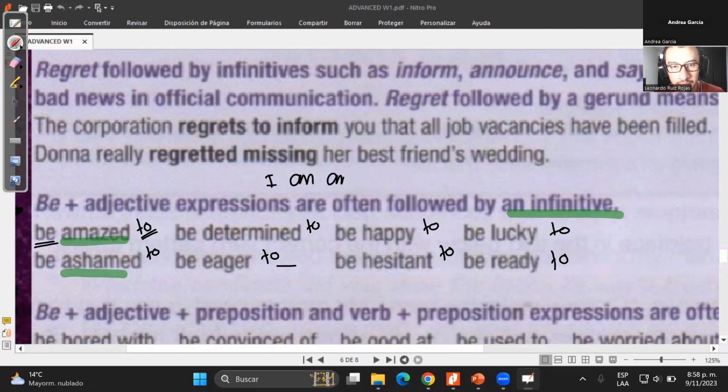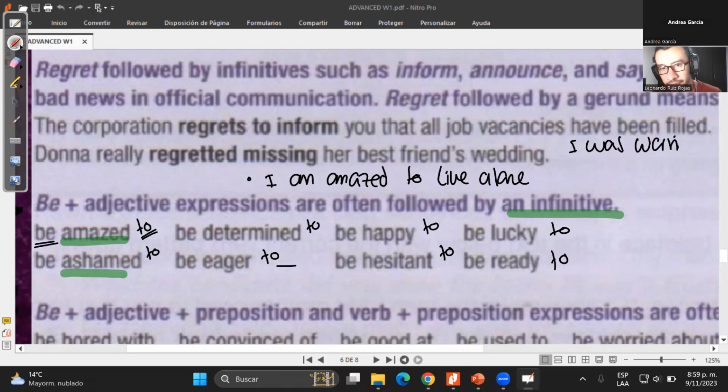I am amazed to live alone. Yes. Actually, I was worried about living alone. Yes. ¿Por qué? La preposición ya está ahí, es be worried about. Pero aquí, be amazed, no tiene otra preposición, por lo tanto incluyo to and the verb infinitive. I am amazed to live alone.